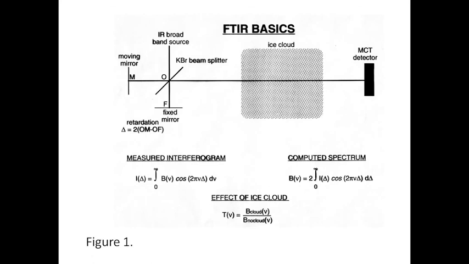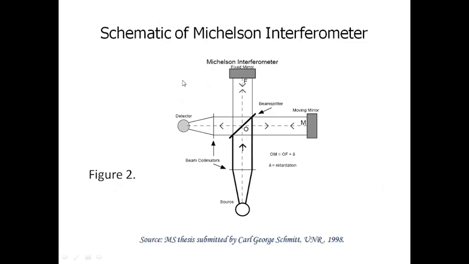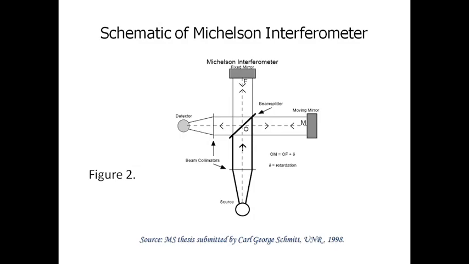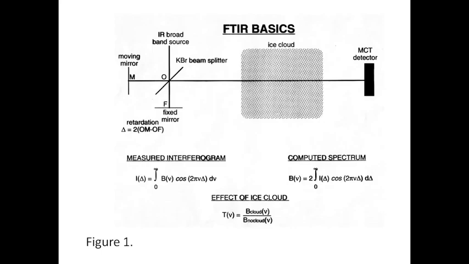So this is figure 1. This is the moving mirror, the IR source, the KBr beam splitter, and the measured interference. So retardation is equal to 2 into (OM minus OF). So by the integration of this, the transmittance can also be obtained, so cloud and no cloud. So these are the formulas for the FTIR basics.